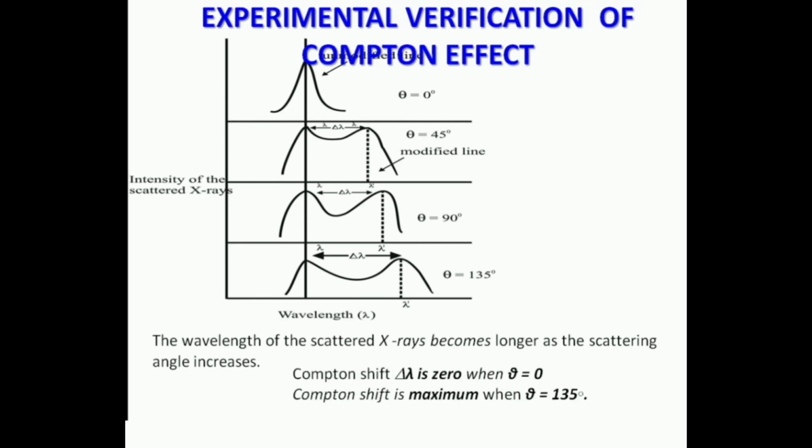The Compton shift Δλ is 0 when θ = 0. Sorry, this is θ, not ν. And the Compton shift is maximum when θ = 180 degrees, though θ = 135 degrees also gives a large shift, because cos 135° is also negative, so the shift will be large, close to 2h/(m₀c). So it is maximum for θ = 180 degrees.